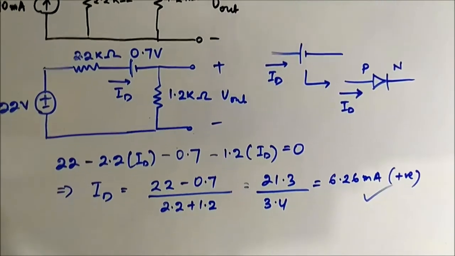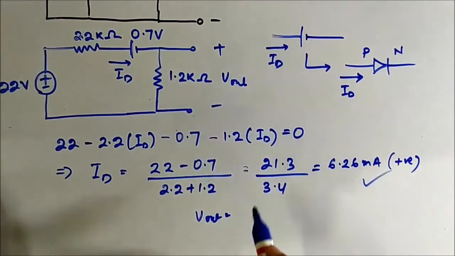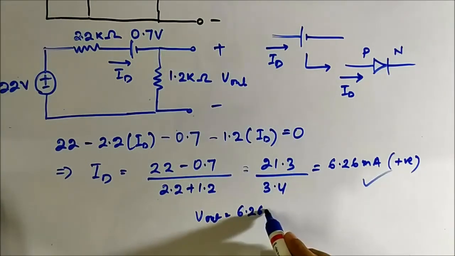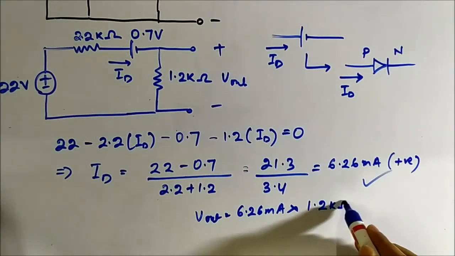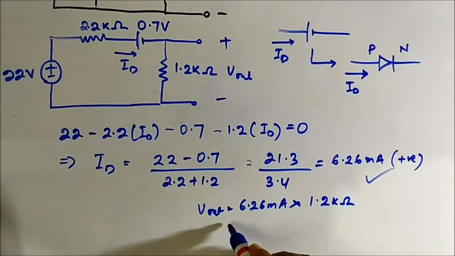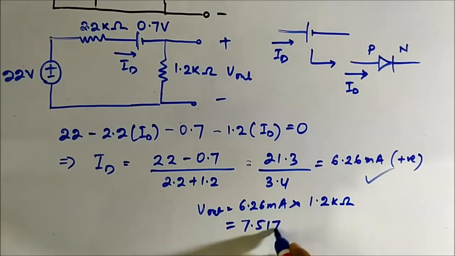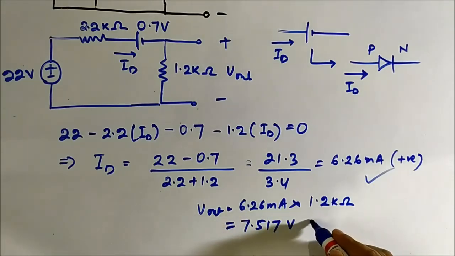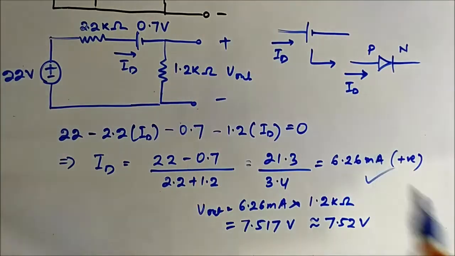Vout, this output voltage, is simply this 6.26 milliampere, that is ID, into 1.2 kilo ohm. Now that is equal to how much? Let me calculate. It is coming around 7.517 volt, or nearly equal to 7.52 volt. This is the output voltage.